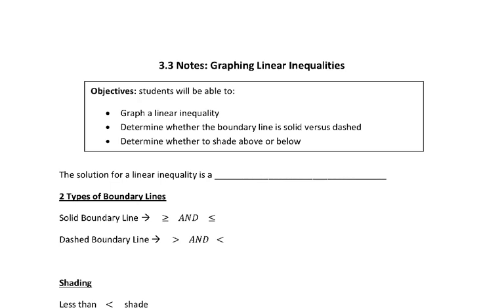In today's lesson, we are going to graph linear inequalities. So we have three objectives. Our first objective is to graph a linear inequality, determine whether the boundary line is solid versus dashed, and then determine whether to shade above or below the line. So let's take a look at this.